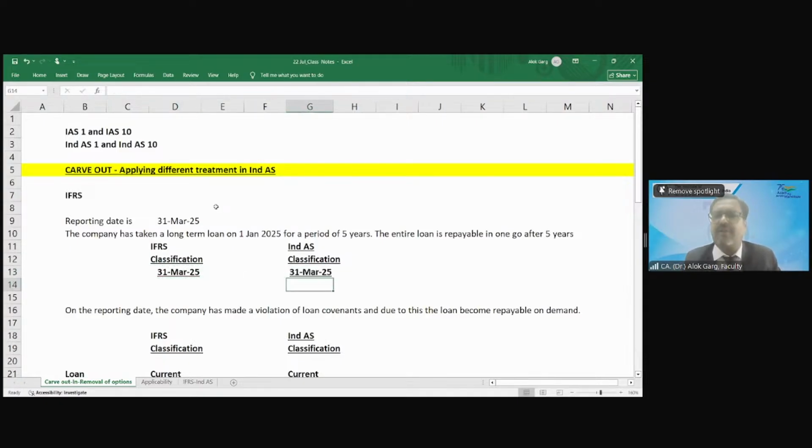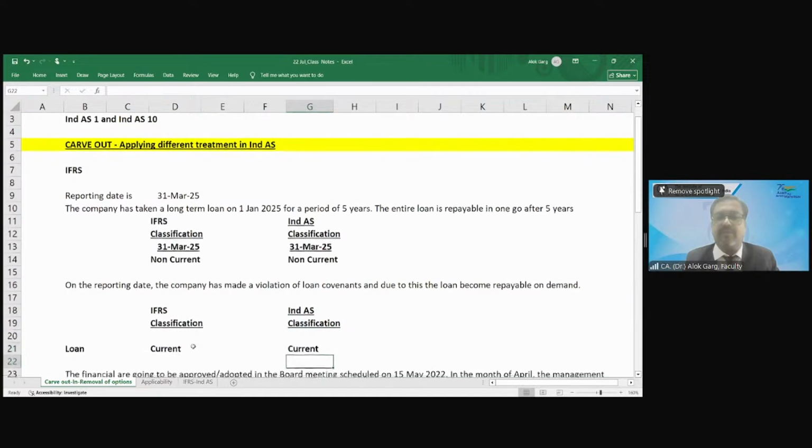Non-current, long-term. It will be long-term, it's a non-current liability. Very good. Non-current liability. Right? In IFRS and Ind AS both, it will be a non-current liability.